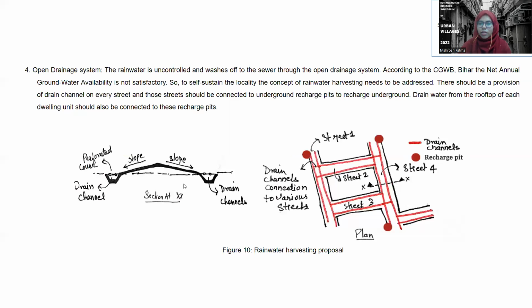As we can see in the image, a section at XX shows the road network connecting to the drainage channels. And in the plan, we can see the red line depicting the drain channels, which move along the roads, and the red dot showing the recharge pit, which takes the surface water underground. This is the rainwater harvesting proposal.